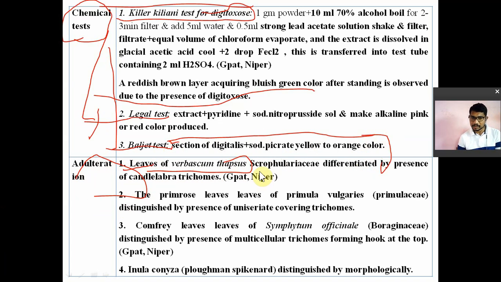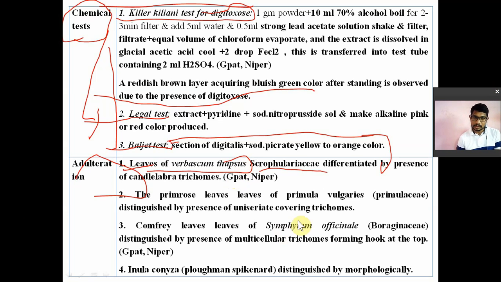Leaves of Verbascum thapsus, family Scrofulariaceae, can be easily distinguished by powder drug microscopy. So if your Digitalis purpurea is adulterated with this Verbascum thapsus, you can easily identify it by microscopy. Verbascum thapsus consists of candelabra type of trichomes, and that can be easily identified.